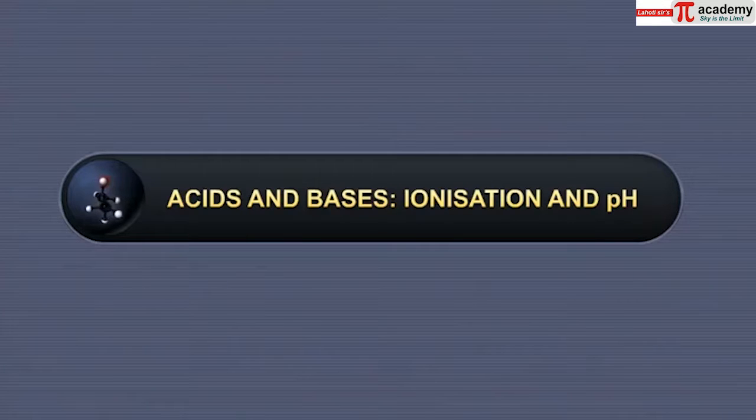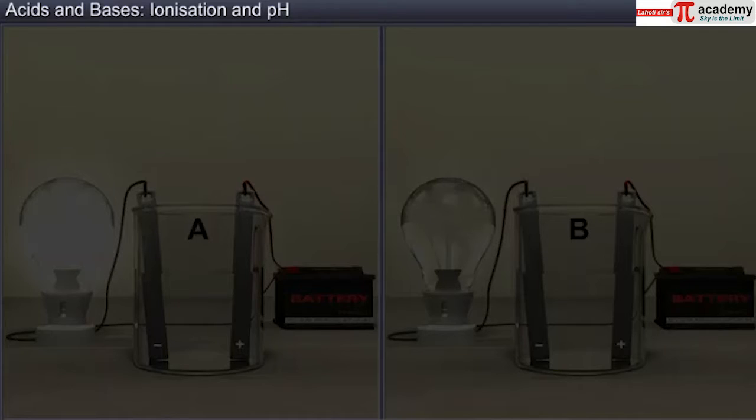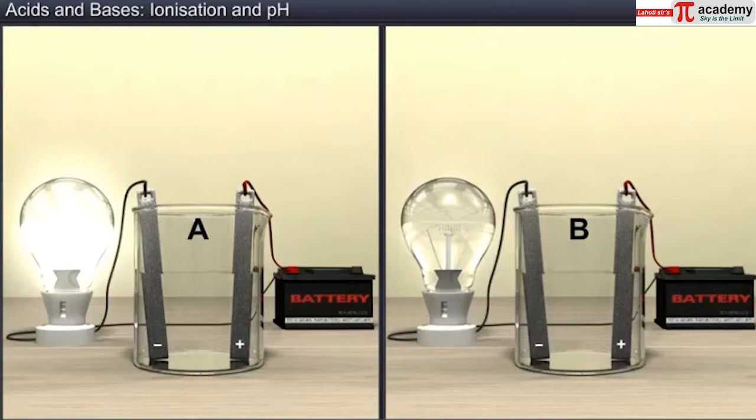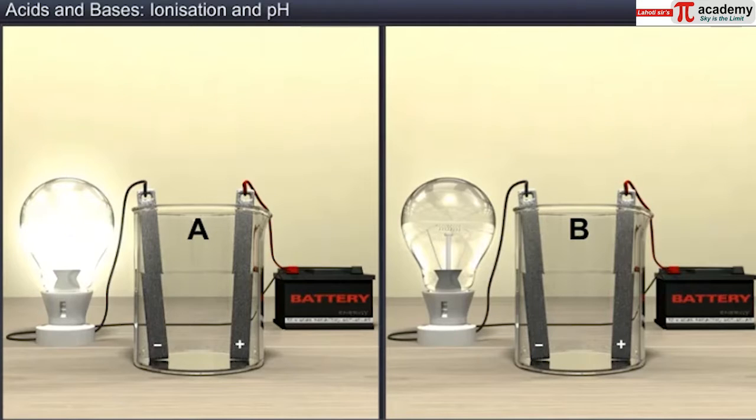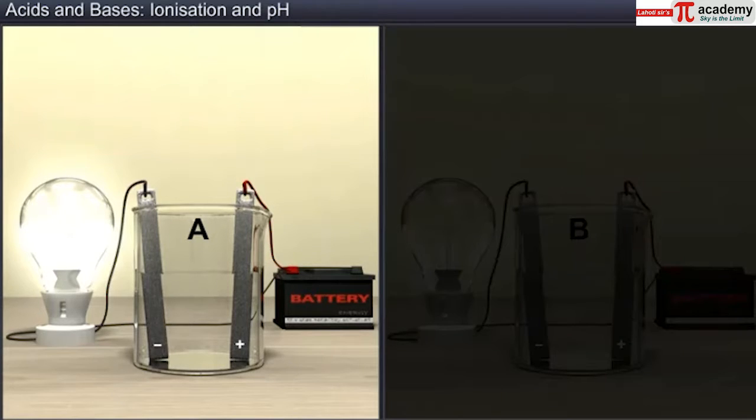In this module, you will learn about the ionization of acids and bases. Of the two beakers, A and B, one contains hydrochloric acid and the other contains acetic acid. Identify which one contains hydrochloric acid. Beaker A, doesn't it? How do you explain that?